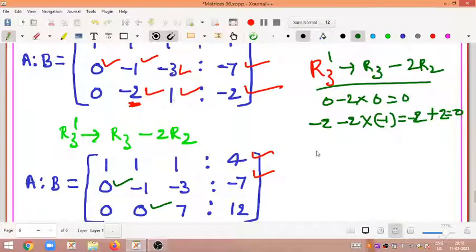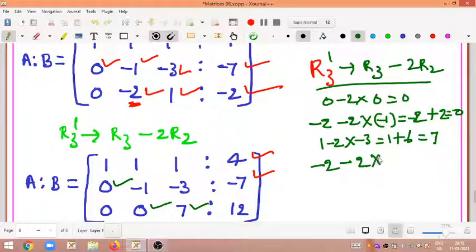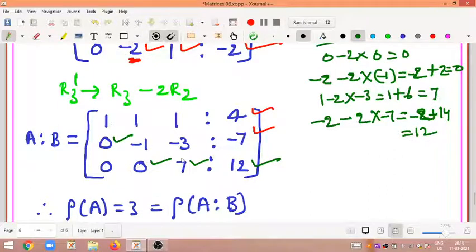Again, 1, right here, minus 2 into the R2 element minus 3. So 1 plus 6, 7, I wrote here. Again, the R3 element is what? Minus 2, already there under the formula. Minus 2 into the R2 element minus 7. So minus into minus is plus, minus 2 plus 14. How much is minus 2 plus 14? 12. 12 I wrote here. So see here, below the leading element all are 0.